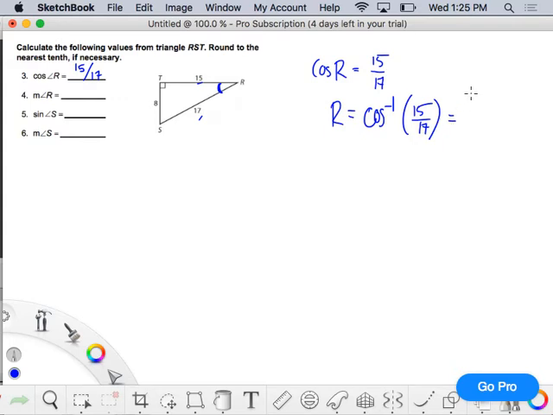Wait, why is it inverse? Because I'm solving for the angle now. Is it always going to be like that? Whenever you're solving for an angle, you use inverse. So I go into my calculator. Inverse cosine of 15 over 17 is 28.1 degrees.